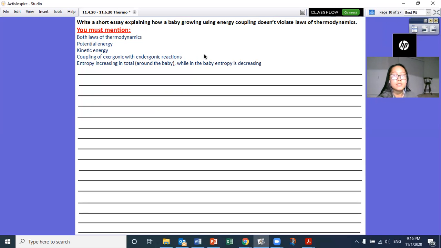I need you to redefine potential energy and kinetic energy for me. The coupling of exergonic and endergonic reactions. So you're going to tell me about how they're paired in an example regarding the baby's life. And then you're going to explain entropy increasing in total around the baby, right? The disorder around the baby increasing when the baby's in an environment. And then the baby itself, their entropy is decreasing. Remember, their disorder is decreasing inside of them as they grow and learn. So that's the baby essay.